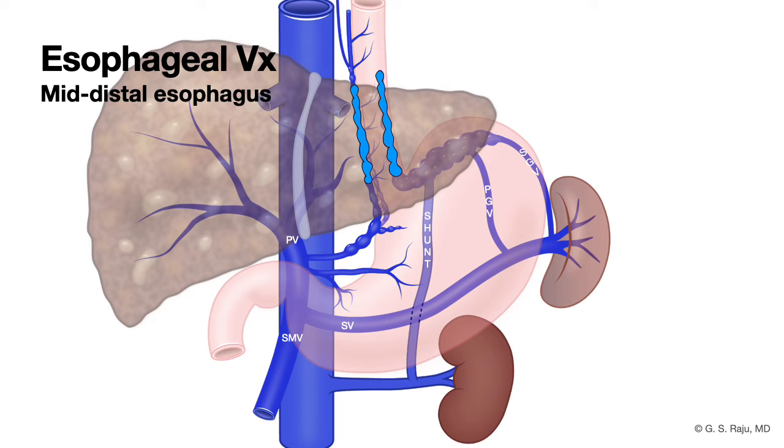With portal hypertension in cirrhosis, blood flow reverses from the liver, goes via the portal vein and left gastric vein, and feeds the esophageal varices. From the esophageal varices, blood reaches the heart via the azygous venous system into the superior vena cava.